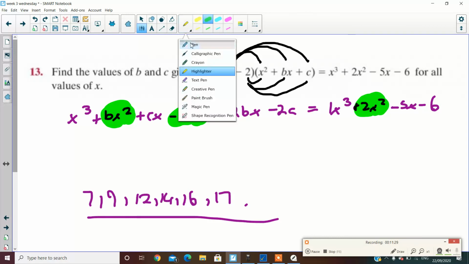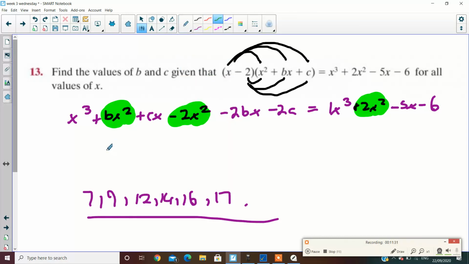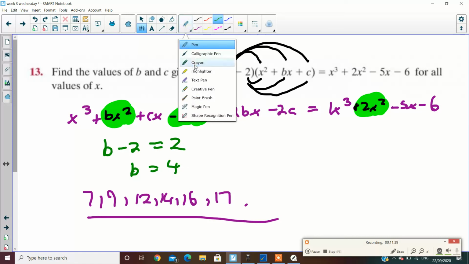Everybody get that one? So what does that mean? B minus 2 equals 2. This implies B equals 4. Go for another color now.